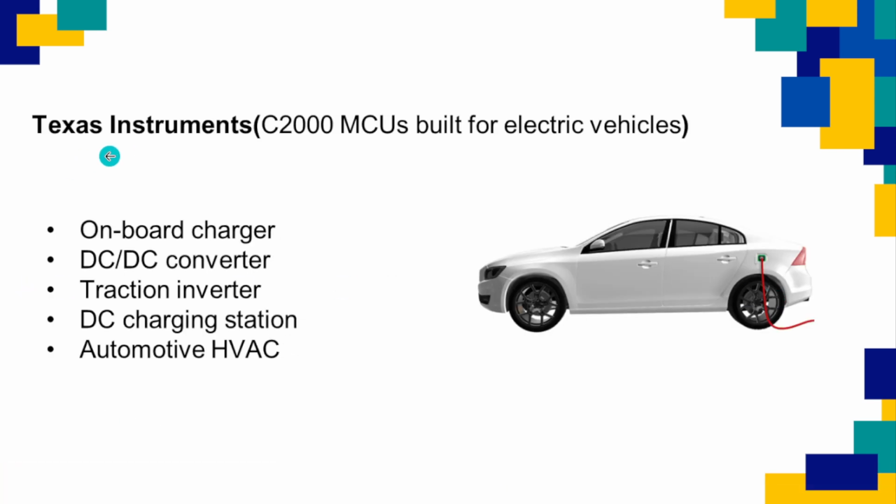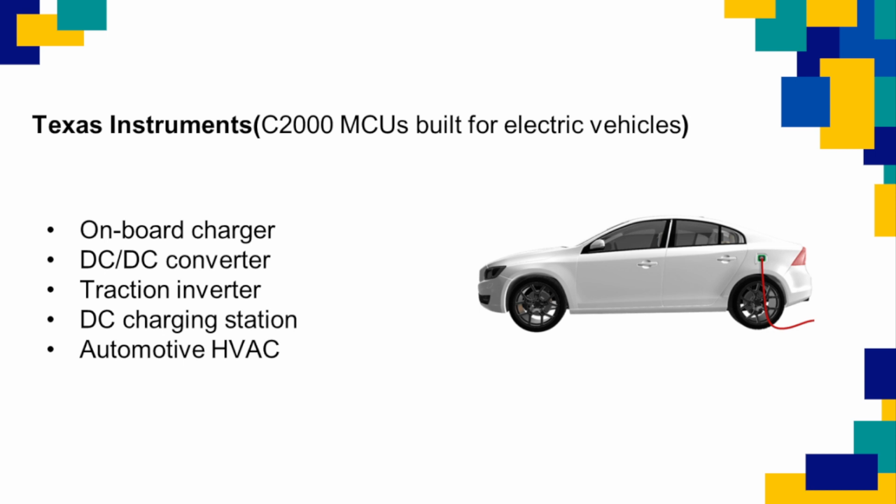Next, we will take Texas Instruments. From Texas Instruments, we will take the famous C2000 microcontroller. This is a very popular choice for electric vehicle applications due to its high performance capabilities and robust feature sets. It has strong processing power. The C2000 microcontroller features a powerful 32-bit floating point DSP, that means a digital signal processor core.